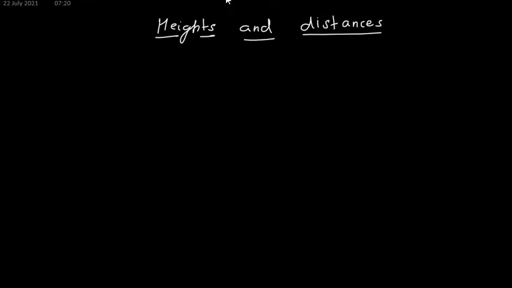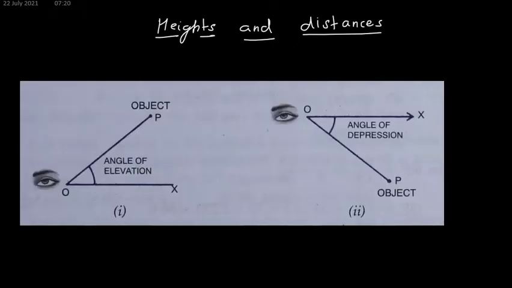Before we start the topic, let us first discuss two terms. One is called angle of elevation and the other is called angle of depression. Here, as you can see in the diagram, this is my eye level, and when the object is at a higher distance from my eye level, then when I look at the object, it will make an angle with the horizontal. The angle made on the upper side is called angle of elevation.